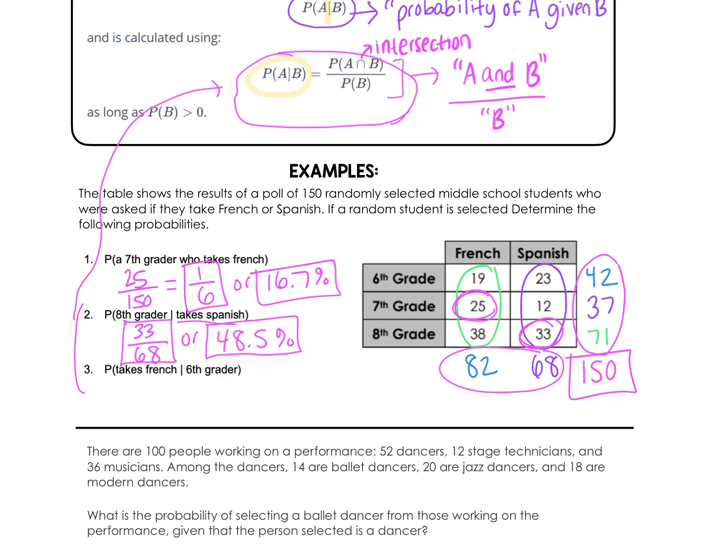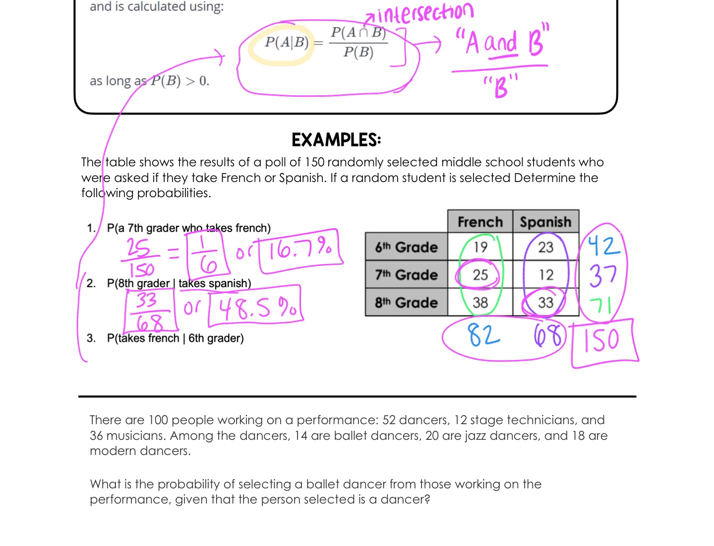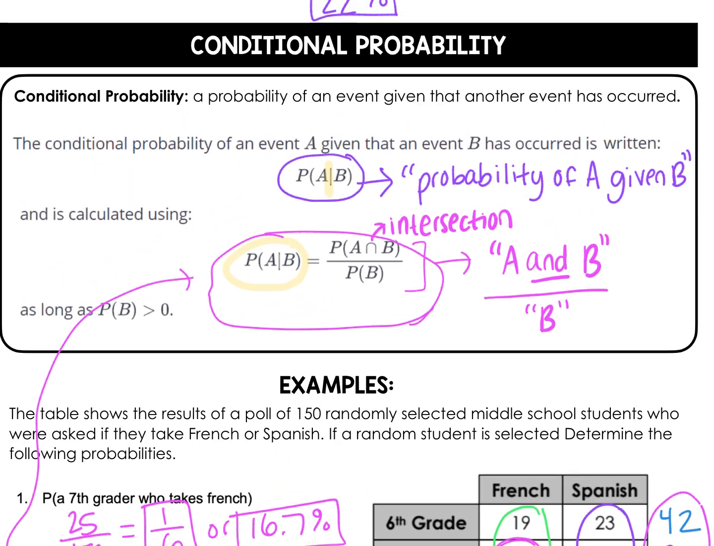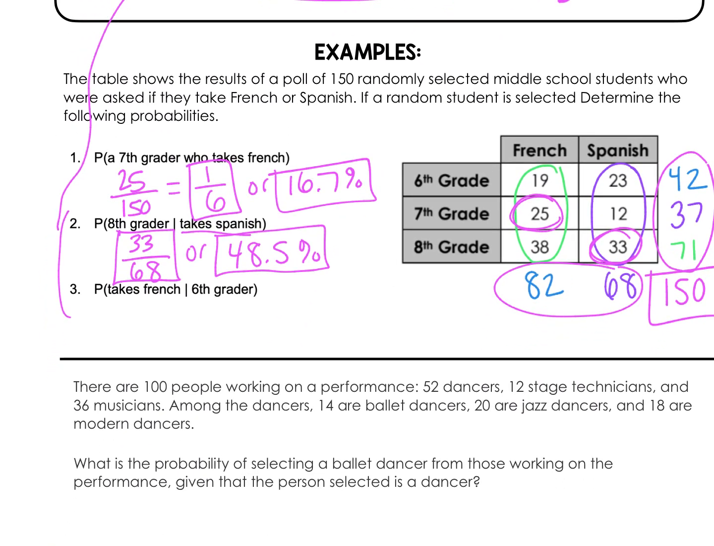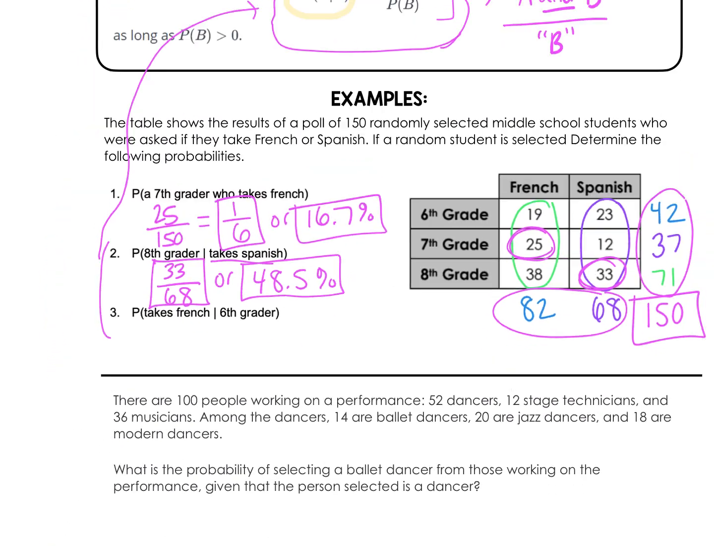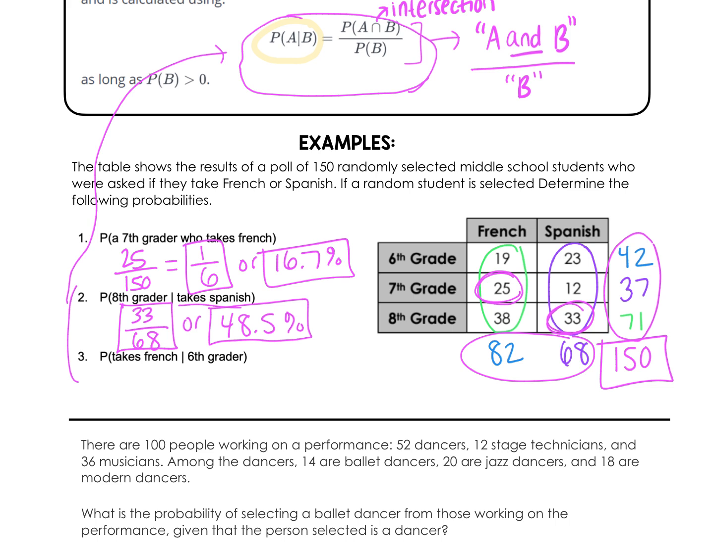And then the next one is the probability of randomly choosing someone who takes French, given that they're a 6th grader. So our population here is not all 150 kids. It's just the ones who are 6th graders, because it's a condition that it's a 6th grader in the first place. So we'll apply our formula again. Remember, this is the formula. We take the intersection of the two events, in other words, taking French and a 6th grader, which is these 19 kids.